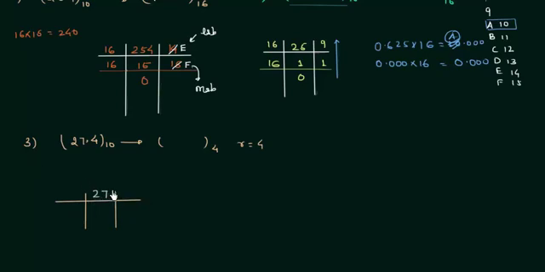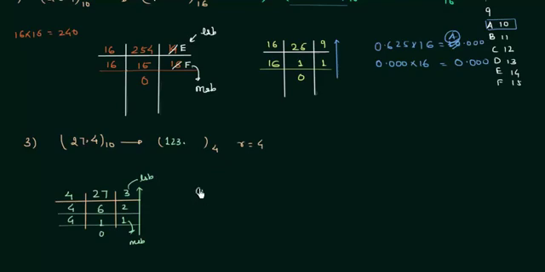27 is the integer part and we will divide it by 4. Quotient is 6 and remainder is 3. We will again divide 6 by 4. Quotient is 1 and remainder is 2. We will divide this 1 by 4. Quotient is 0 and remainder is 1. We will start from bottom and go to top. So MSB is 1 and LSB is 3. So 1, 2, 3 is the integer part for the number in base 4.